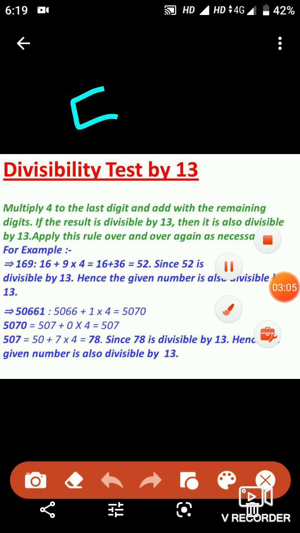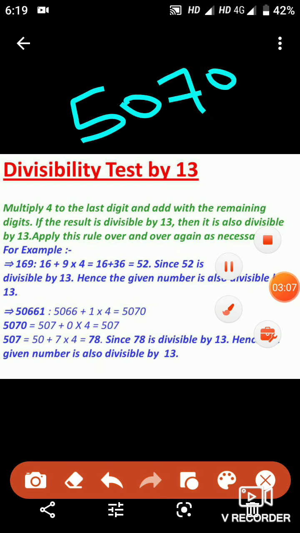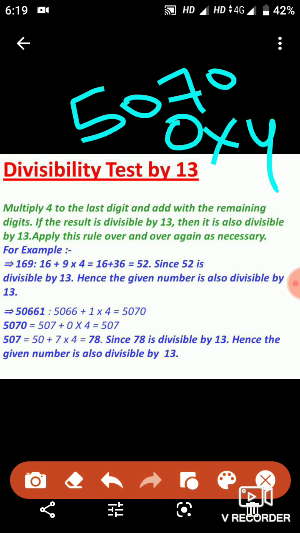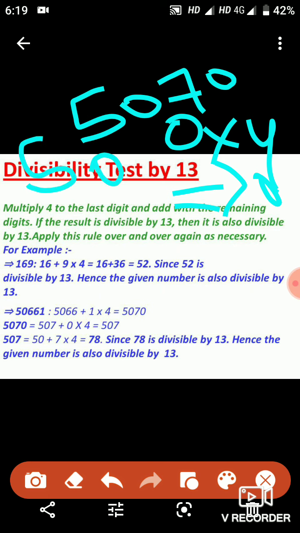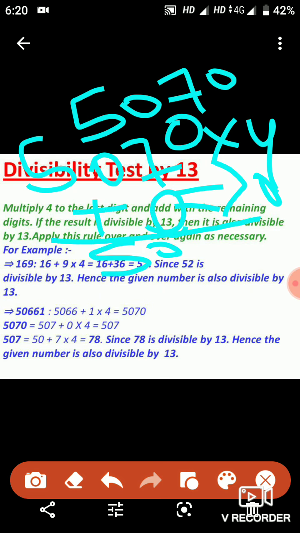So, 5070. Again, we follow the same process. 0 is to be multiplied by 4, so I get 0. Now, what am I going to do? The remaining digits are 507. Sorry, the remaining digits are 507. When I add 0, I get 507 itself.